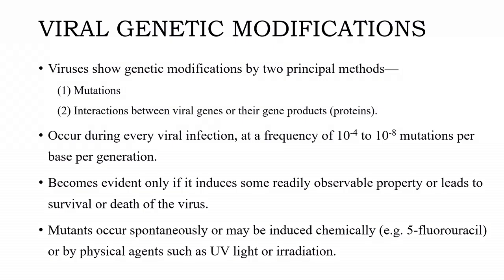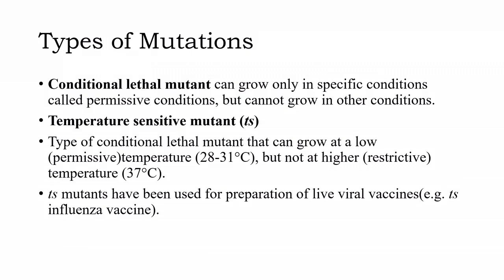Obviously, when the viruses are multiplying at a very high rate, there can be mutations, and this will be visibly readable only when there is a difference in the clinical features or the death of the virus. The same kind of mutations can also happen when they are exposed to some kind of chemical or physical agents or to ultraviolet radiation.